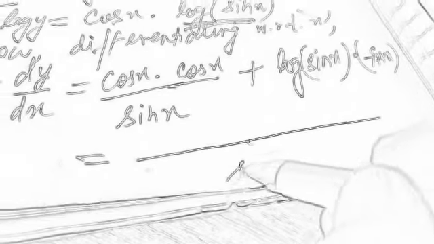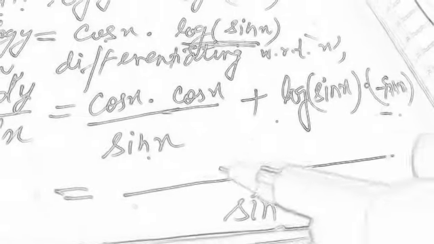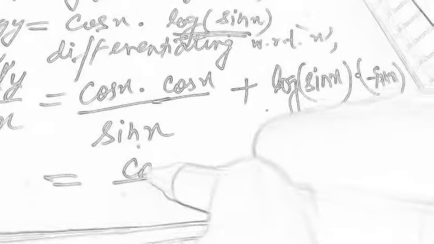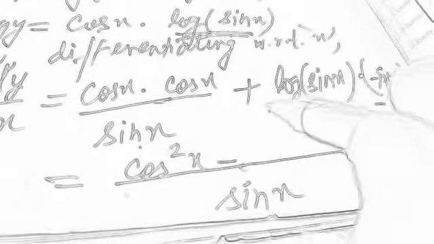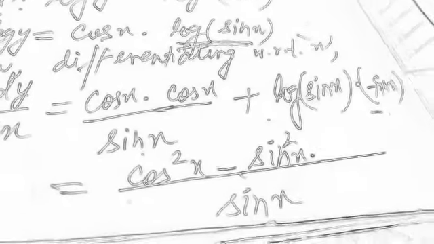If you want to jot it down in a proper way, we can write it like this. sin x can be brought down common. Here sin x we can multiply, and this minus sin x can be written first. So this is cos square x minus sin square x into log sin x. This is your final answer.